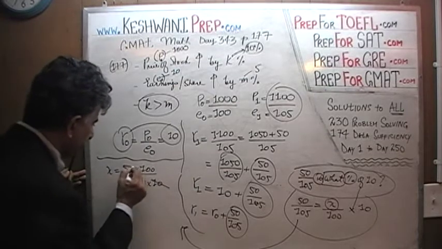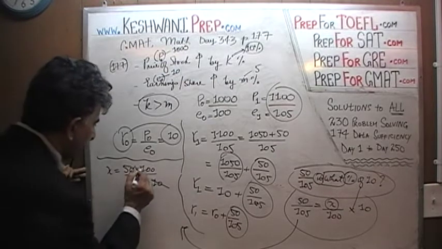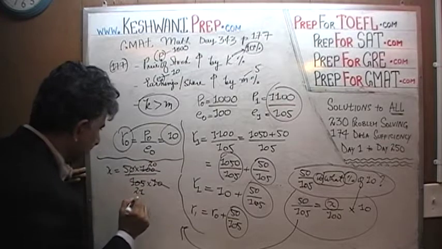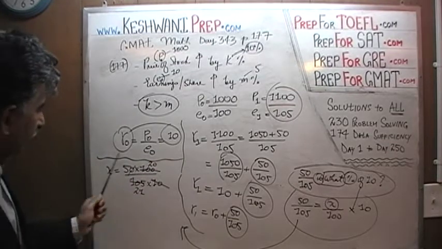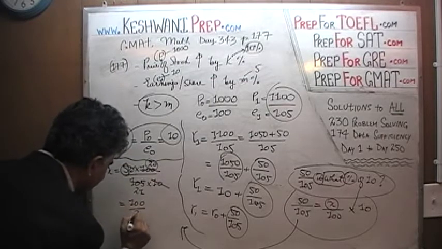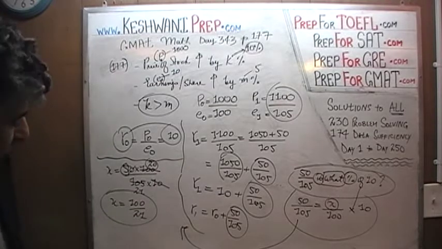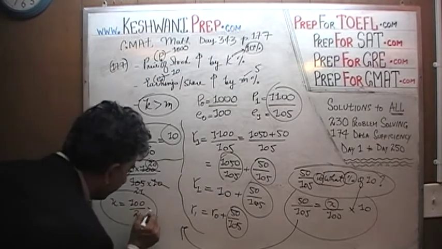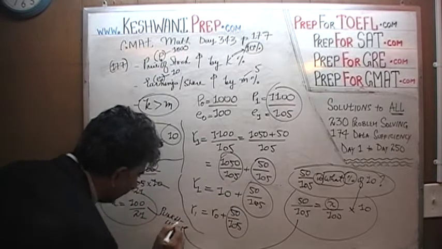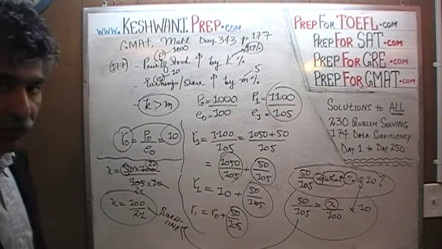We can knock out this 10 with this 50 here. I see 105 and we see 100. Let's divide top and bottom by 5, so we end up with 20 over 21, and 5 times 20 is 100 over 21. This is our final answer, 100 over 21. This is what we call the punchline. I'm not sure if punchline is supposed to be hyphenated or not, but don't worry about it. That's our answer, 100 over 21.